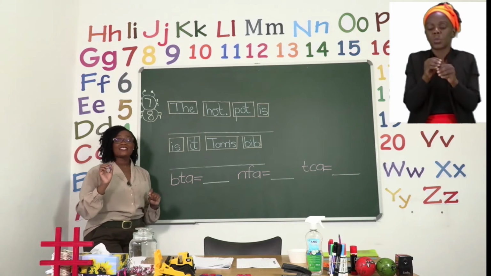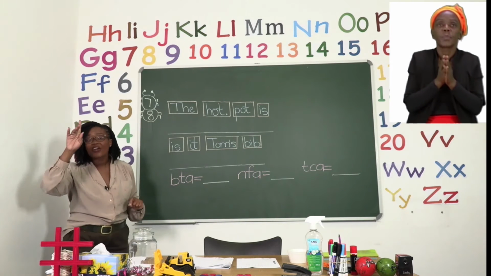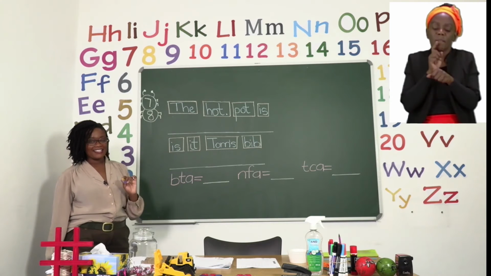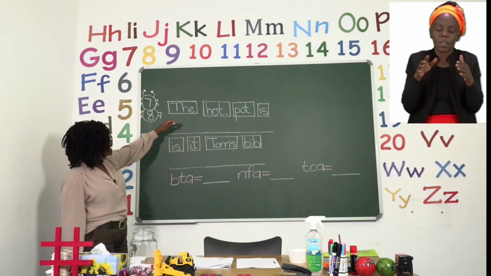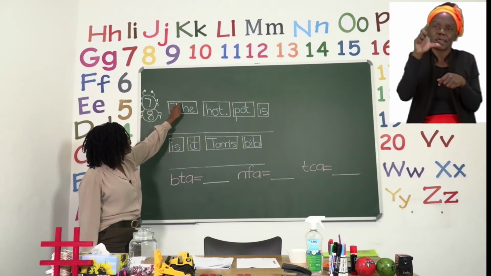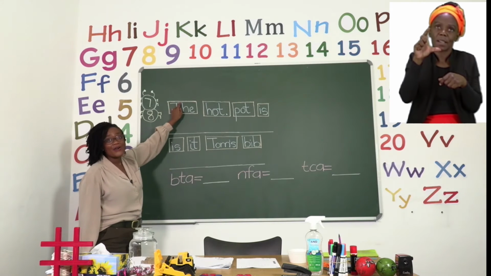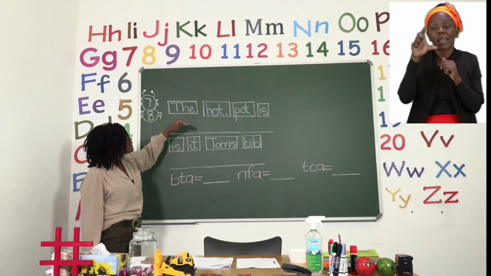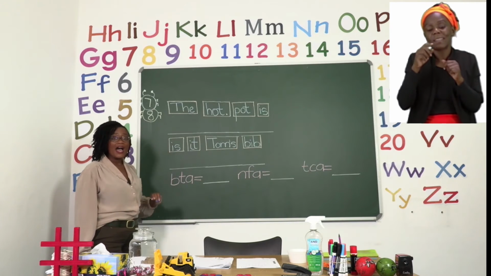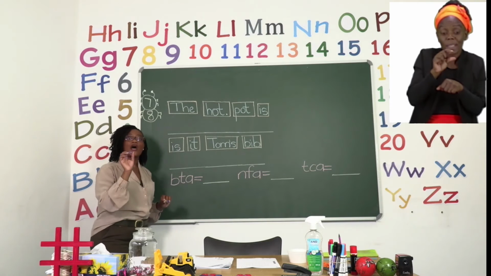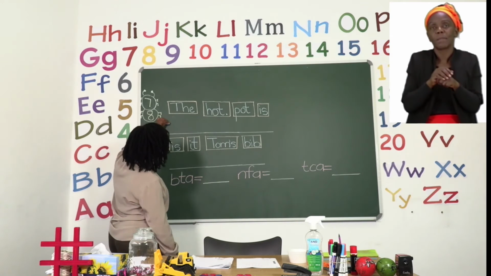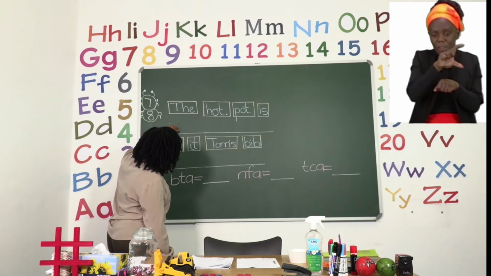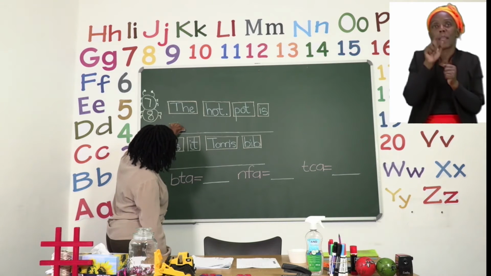Now the first thing that you need to look for when making a sentence is the capital letters. In this case, we only have one capital letter, which means for us, this is the first word that we're going to write. So I want you to write the word the with the capital letter T. So I am writing the word the.